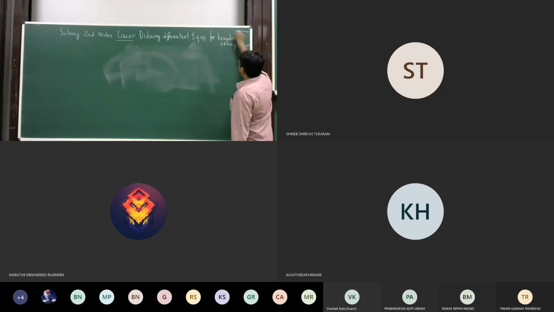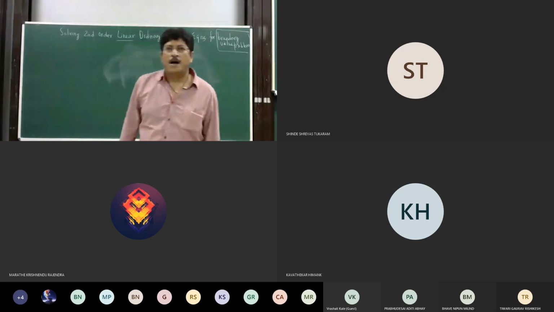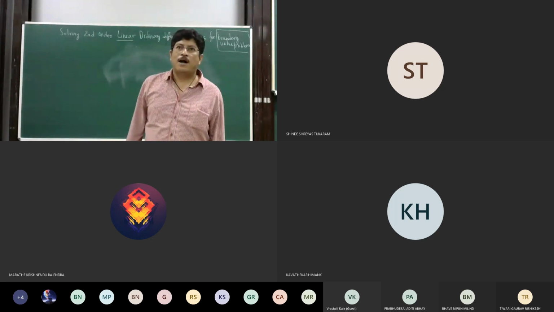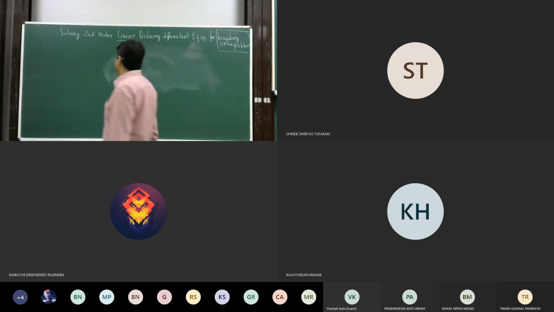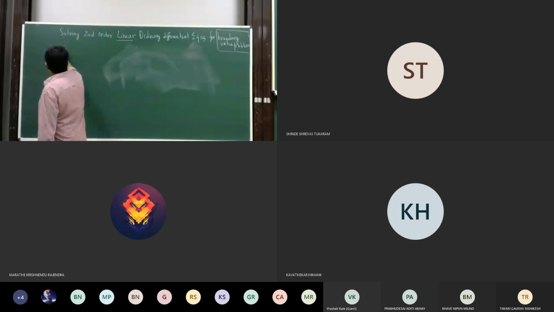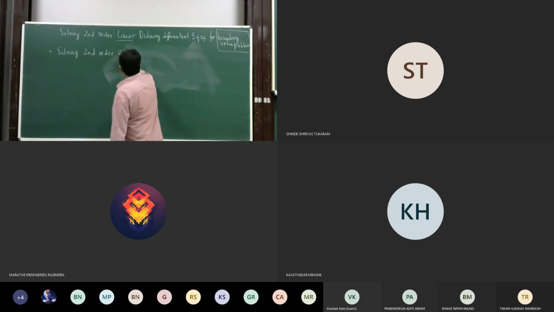I mean, the crucial point is we had already the different methods. In fact, during the initial lectures, I had discussed how one solves a second order differential equation for the initial value problem. That is something we had already discussed, right? That solving second order ODE for initial value problems.